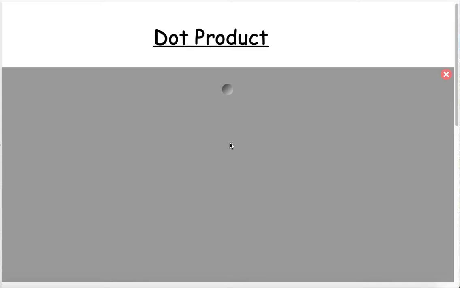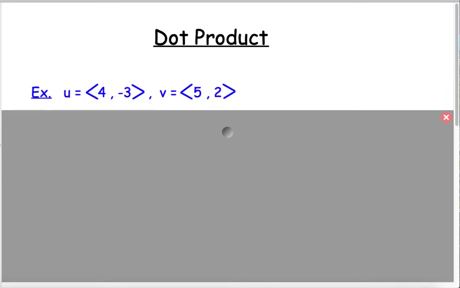So we've been doing operations on vectors for a while. So let's take a look. We know that we can add two vectors or subtract vectors. We know that we can multiply a vector by a scalar. But now I'm going to introduce a new operation called the dot product. And let's just look right at an example.